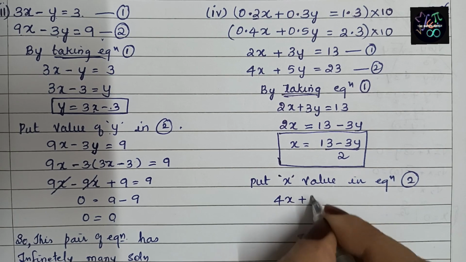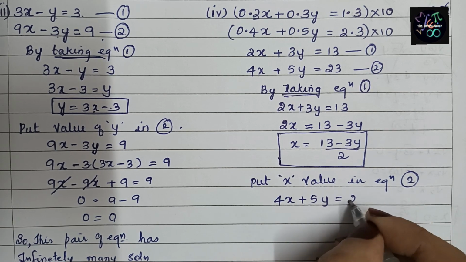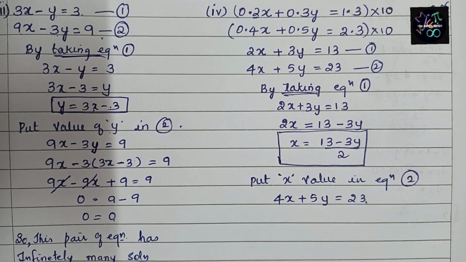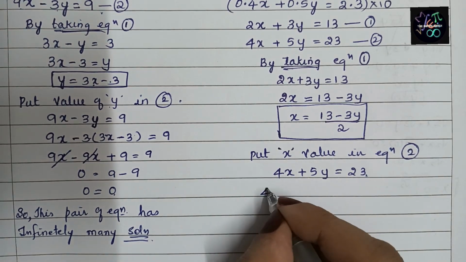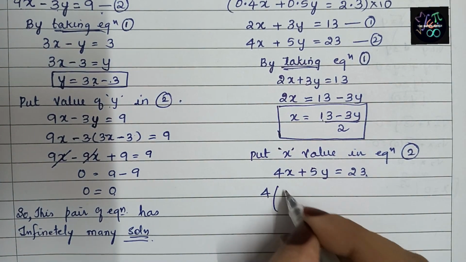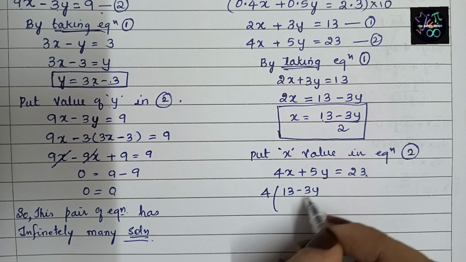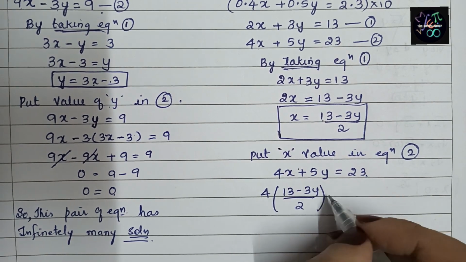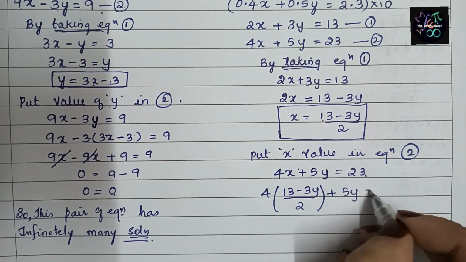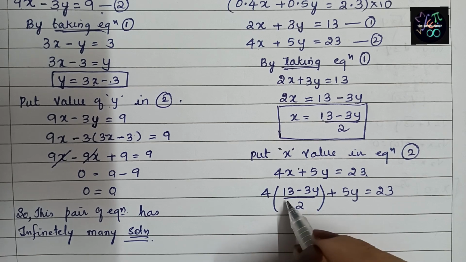4x plus 5y is equal to 23. This is our equation 2. Now I will substitute the value. 4 as it is. X value is (13 minus 3y) by 2, plus 5y as it is, equal to 23. Okay, we can cancel here.